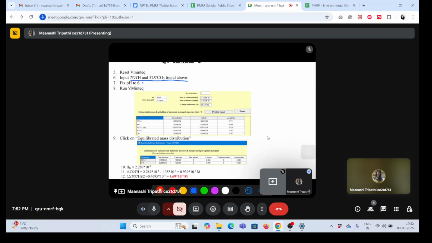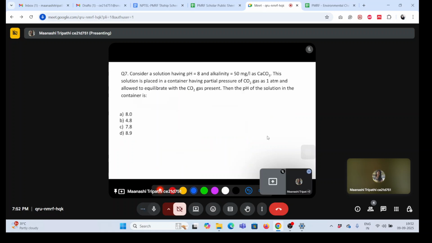Now we need to fix the pH to 6. Run Visual MINTEQ again. Now we are fixing the pH. Earlier we were not fixing it. We were directly doing trial and error to get to the pH. Now we have fixed the pH and we get the equilibrium mass distribution. Equilibrium mass distribution is what I told you in the last class. So we will get the answer.